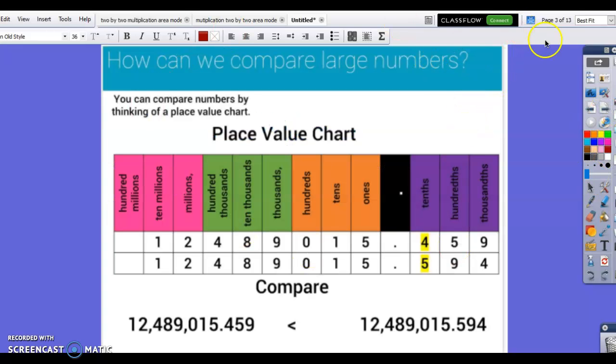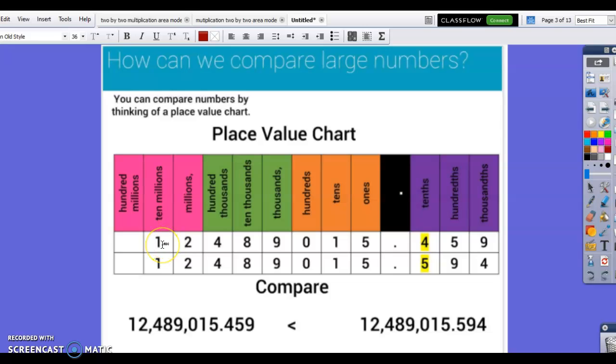Again, this part, you don't have to copy it down. If you want to have this copied down in your notes, pause the video here. That way you can go ahead and write down the place value chart. How can we compare large numbers? You can compare large numbers by thinking of a place value chart.